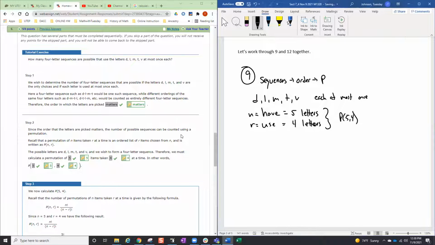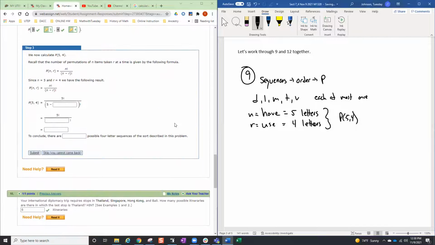All right. Next step, we have the formula for this. Let's see if we could fill in the blanks. They've already put the 5 in for N, so we must have a 4 here for R. But we all know that 5 minus 4 is 1. It already has the factorial for me, so we're good. 5 factorial divided by 1 factorial.